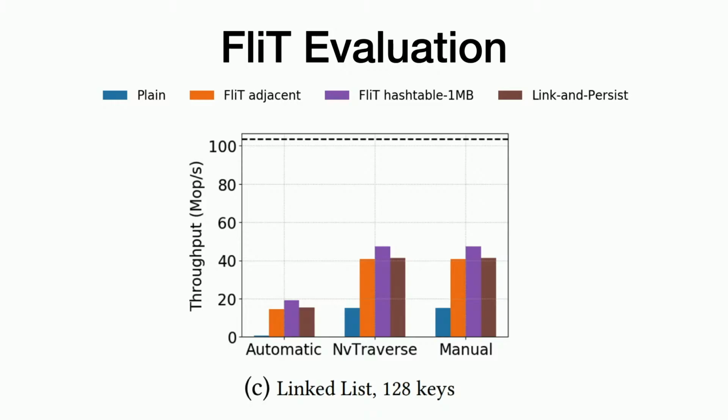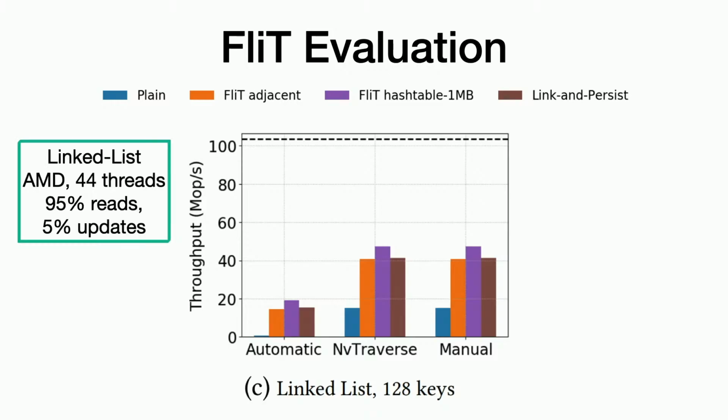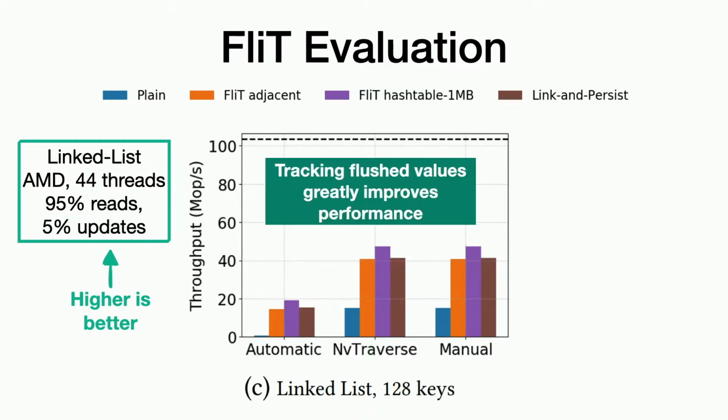And then we did an experimental evaluation where we compared our adjacent approach to the link and persist, which was the approach that just had a bit as a flag, and then also to the hash table approach. And the blue bar is plain without any of these optimizations. And we can see that having a flag or a counter is very helpful compared to the version that doesn't use any counter at all. And we can also show that the hash table approach was actually a little bit more efficient in all cases that we tested.